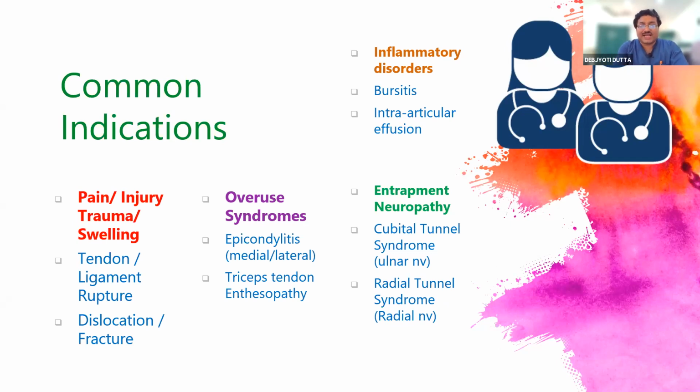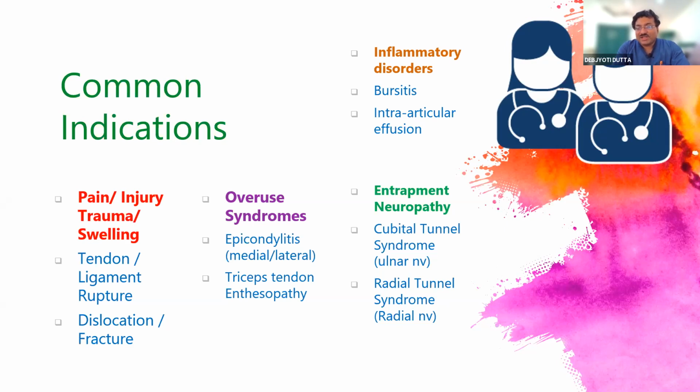So these are the conditions like either medial or lateral epicondylitis or in case of enthesopathies like triceps tendon enthesopathy, they are the indications for performing the ultrasound of the elbow. Now coming to the inflammatory disorders, if the patient is suffering from rheumatoid disorders like rheumatoid arthritis, commonly because it affects the peripheral or the distal joints first. So in those cases, we can evaluate the joint with the help of ultrasound. There may be bursitis and inflammation in those areas that can also be evaluated with the ultrasound.